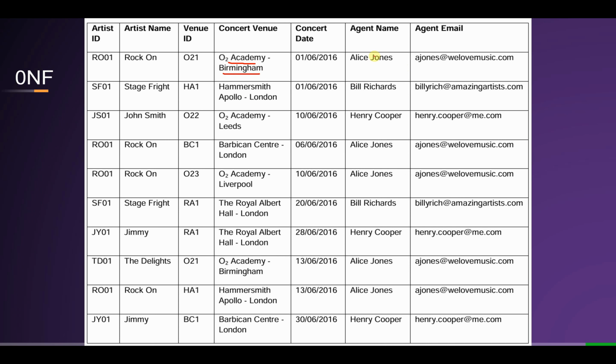And then you have agent name. Agent name is also supposed to be divided into two sections, first name and last name. For the artist name, it's more like a nickname, so we cannot divide it, for example, Jimmy, the Delights. These names cannot be divided into two names, so I'm going to spare artist name. I am going to focus on agent name, the concert venue, and the location that need to be separated. All right, so these are the points that I am going to separate.